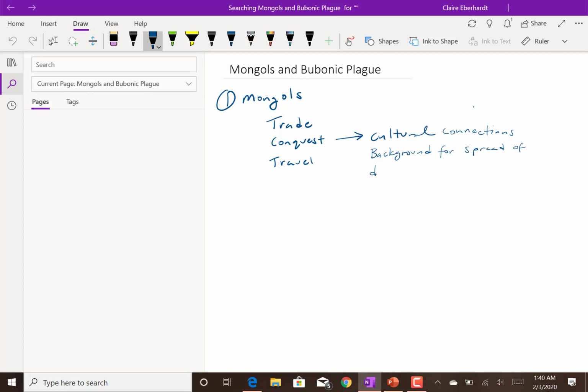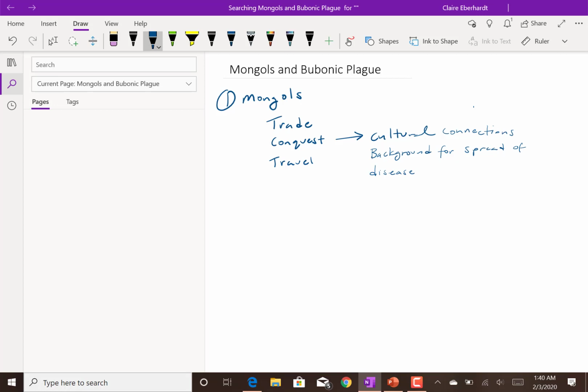All right, so it's within this basis that we're going to end up with the bubonic plague. And not that the Mongols are the sole reason for it, but it certainly opened up the world and created a literal connection of cross-cultural trade and travel and conquest that allowed for the disease to spread as much as it did and become so devastating in that process.